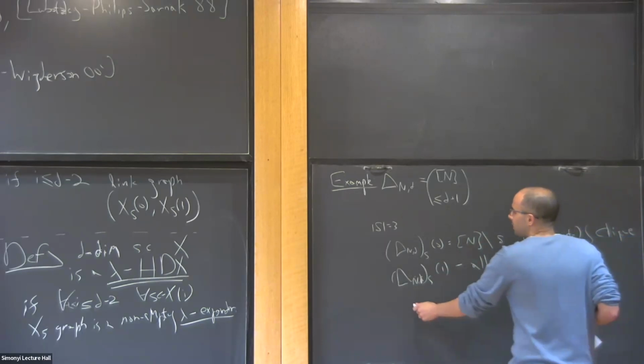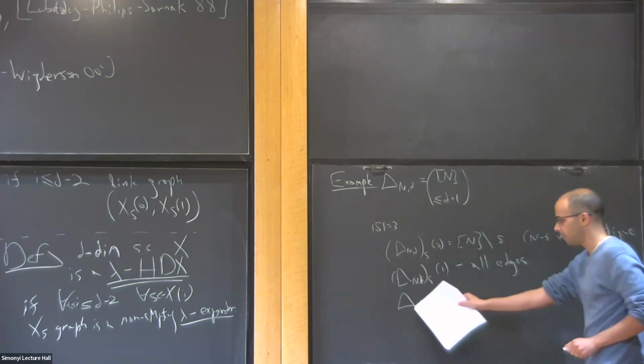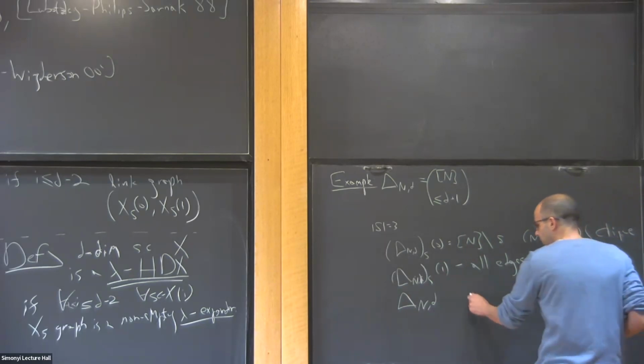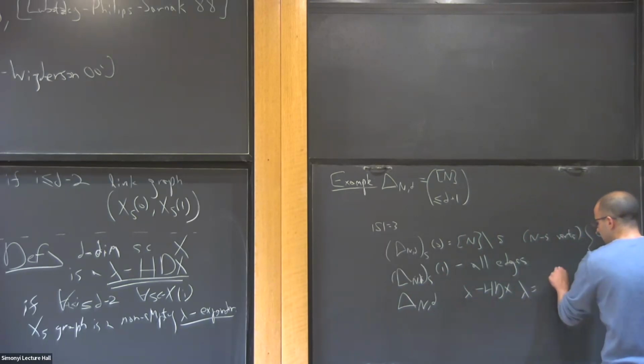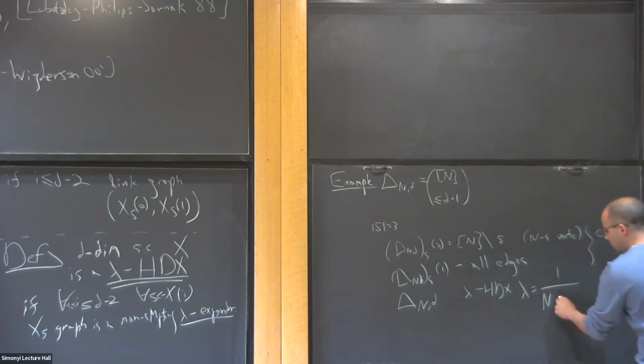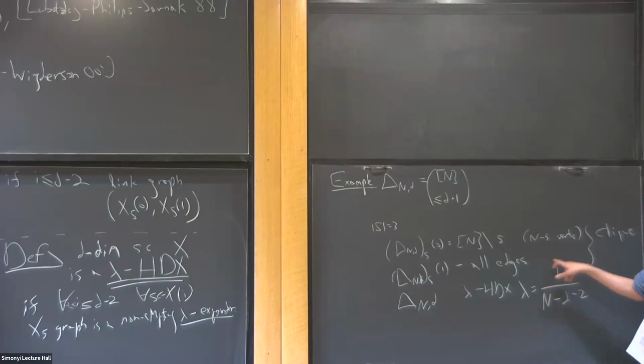So in general, this complete hypergraph is going to be a lambda HDX for lambda that's like 1 over the number of vertices, maybe minus the dimension, because you're looking at cliques with a slightly smaller number of vertices. So at least if this d is bounded away from n, this is an excellent expander, a high dimensional expander.